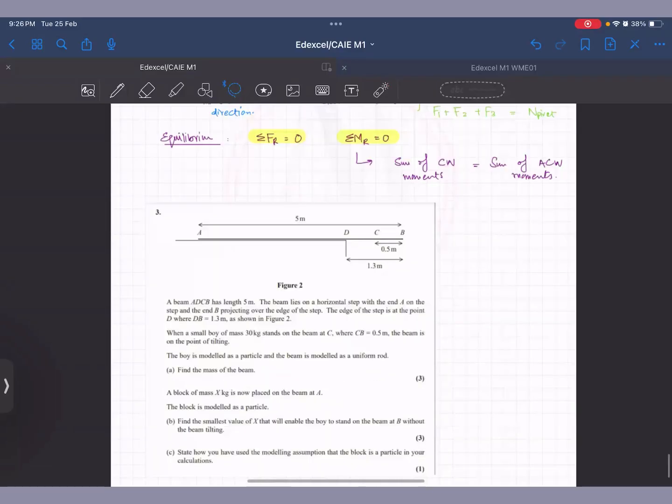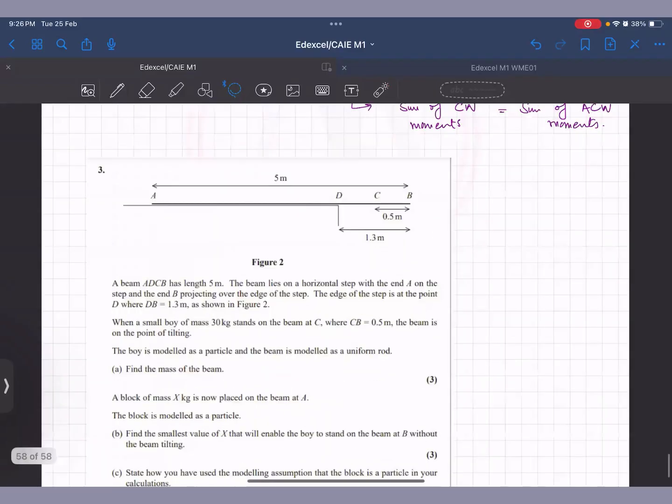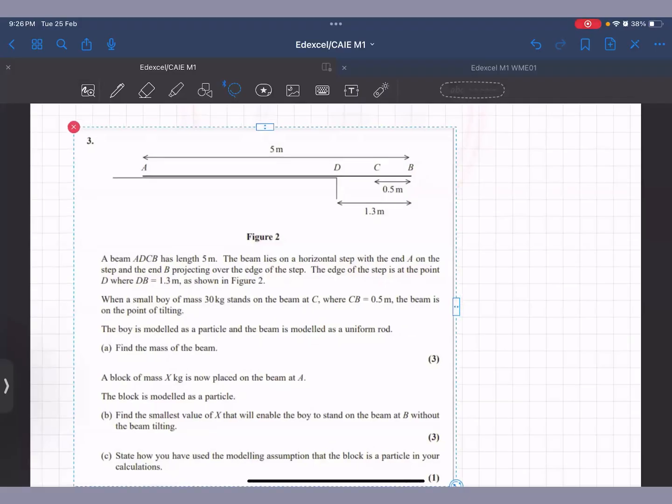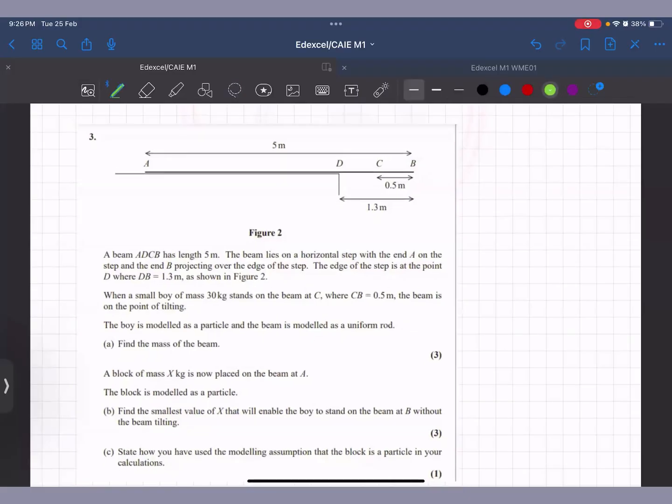Okay, let's see what this question is telling us about the beam. You have a beam, ABCD. The beam lies on a horizontal step, with the end A on the step and the end B projecting over the edge of the step. Yes, we can see end B is over here and A is over here, and so DB is given to us. This is 1.3. A small boy of mass 30 kg stands on the beam at C. Okay, so there is a small boy standing over here.